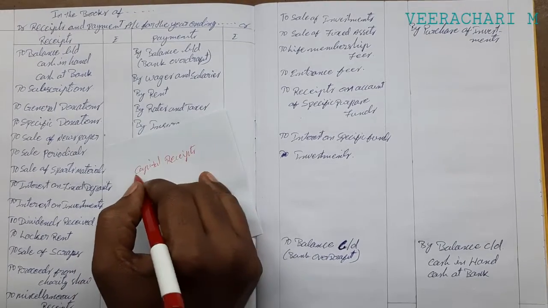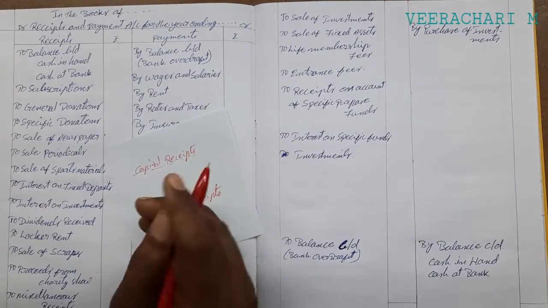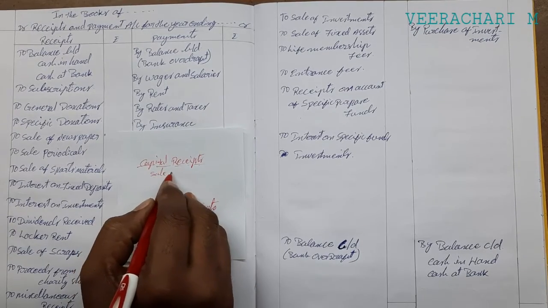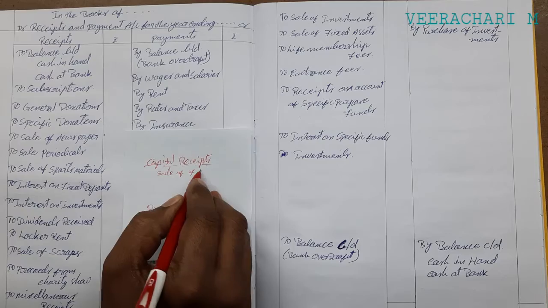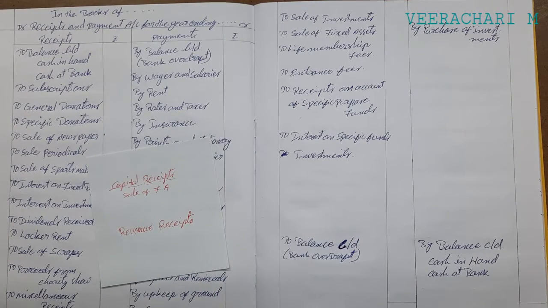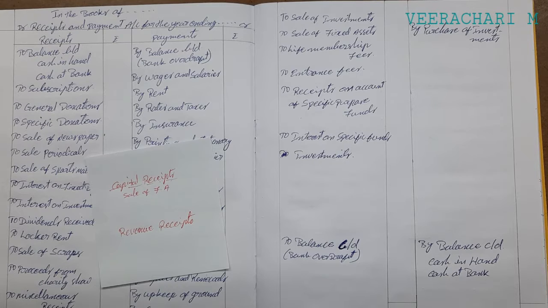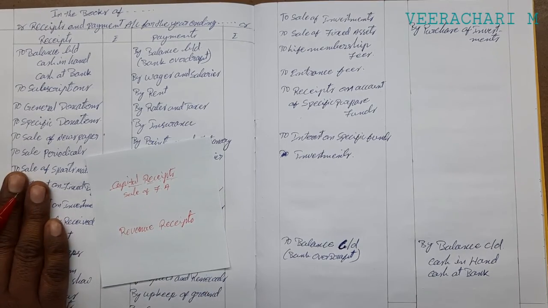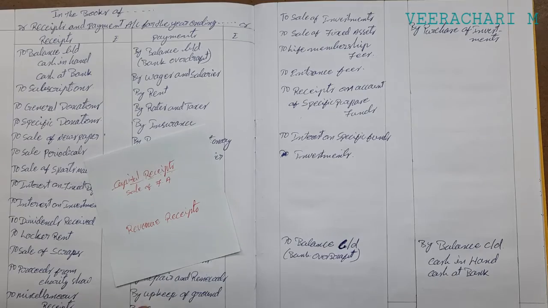If it is a capital receipt, capital receipts means the sale of fixed assets: land and building, furniture, machinery, vehicles. If any fixed assets are sold and the amount is received, that comes under capital receipts.